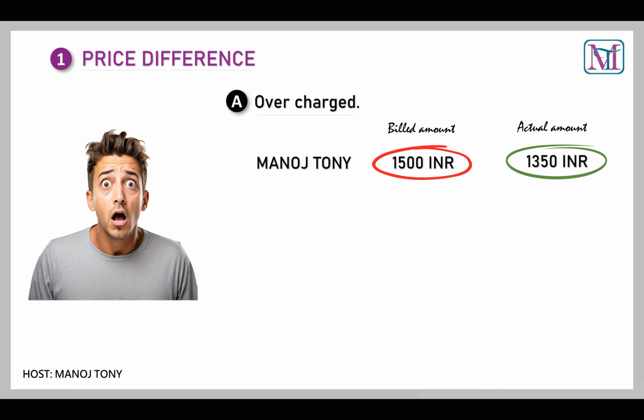So here, by mistake, we have charged 1500, but we were supposed to charge 1350 rupees. So friends, we have overcharged 150 rupees from the customer. That 150 rupees we have to refund to the customer by using an invoice correction request.